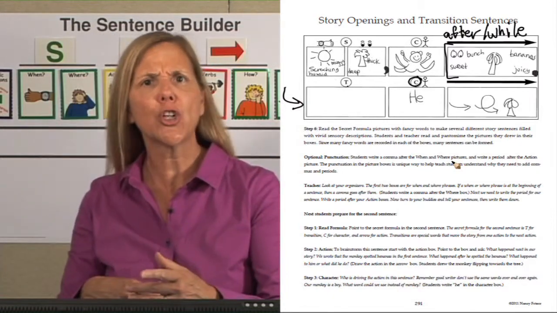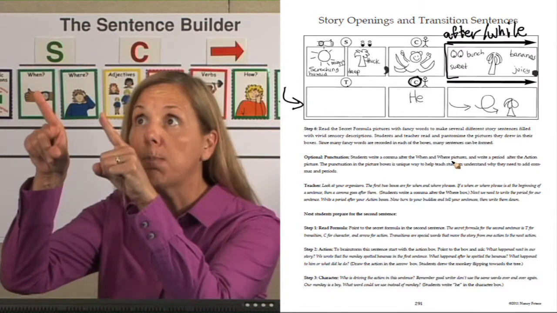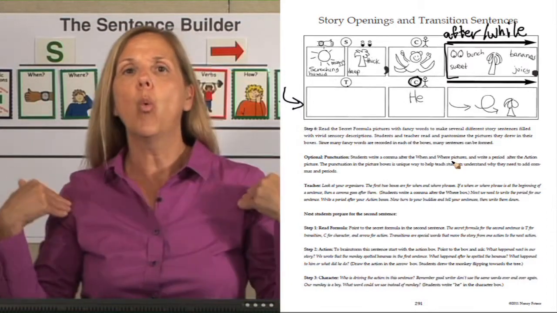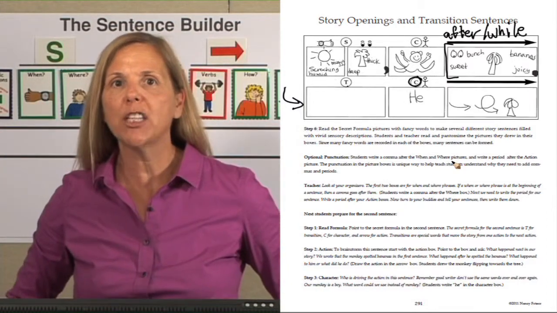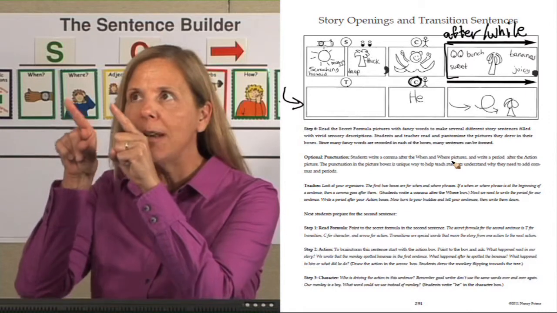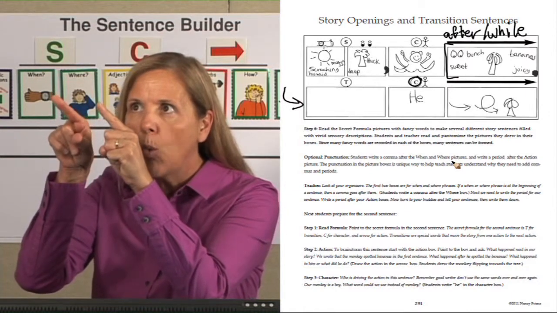So the monkey first, in our first sentence, what did he do? He spotted the bananas up in the tree. What happened next after he spotted the bananas? So everyone, make your eyes look at the bananas. Now be the monkey. What did you do first?